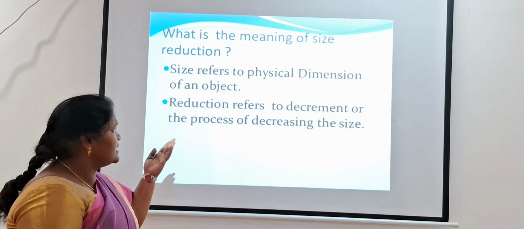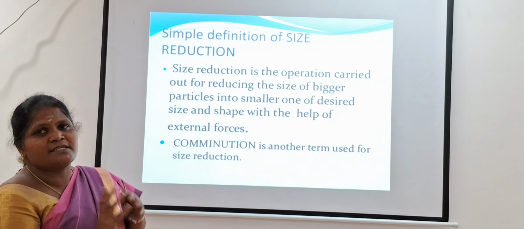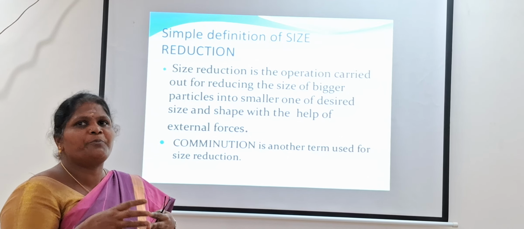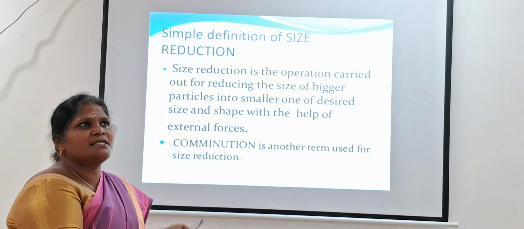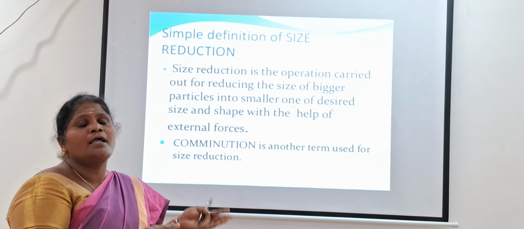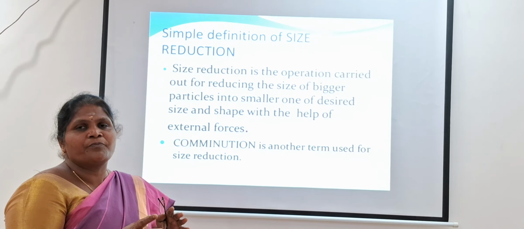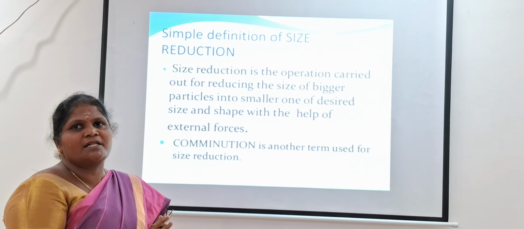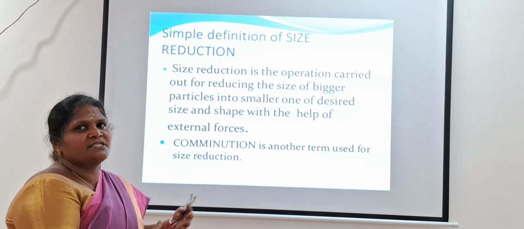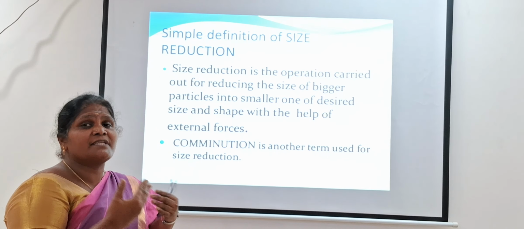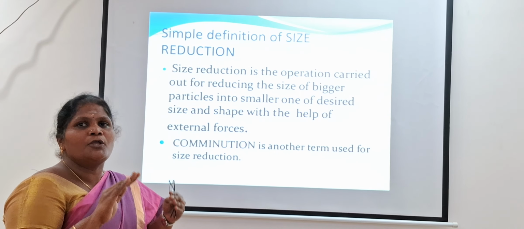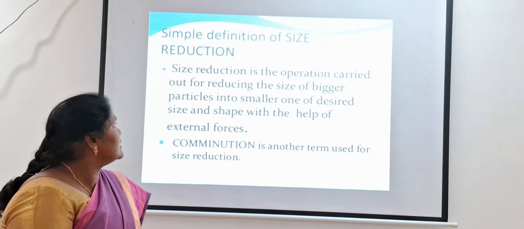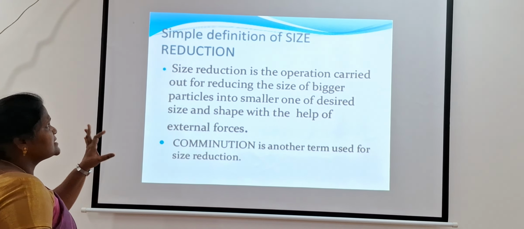So before the definition, what is the meaning of size reduction? Size reduction is a unit process. The large size of unit mass is converted into small particles. Even to get uniform size particles, we only obtain them through the size reduction process. With the help of the size separation process, we get the uniform size particles.